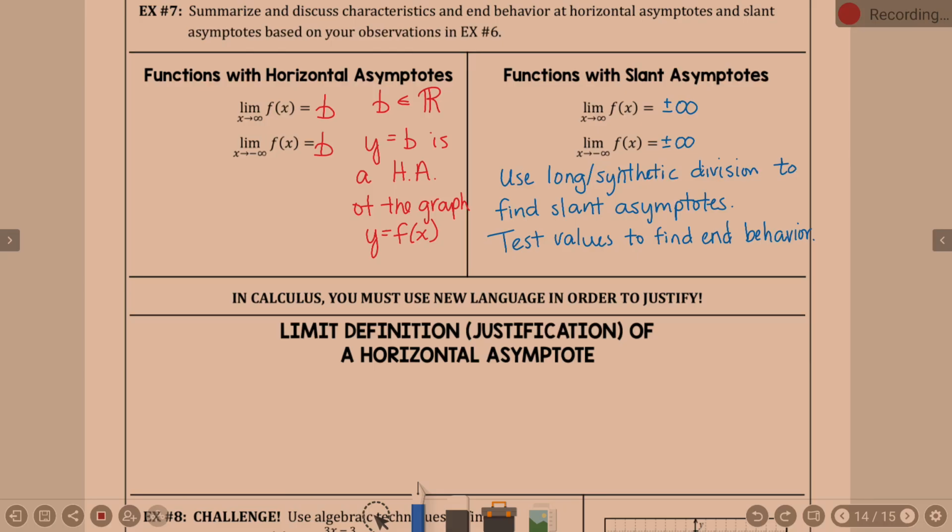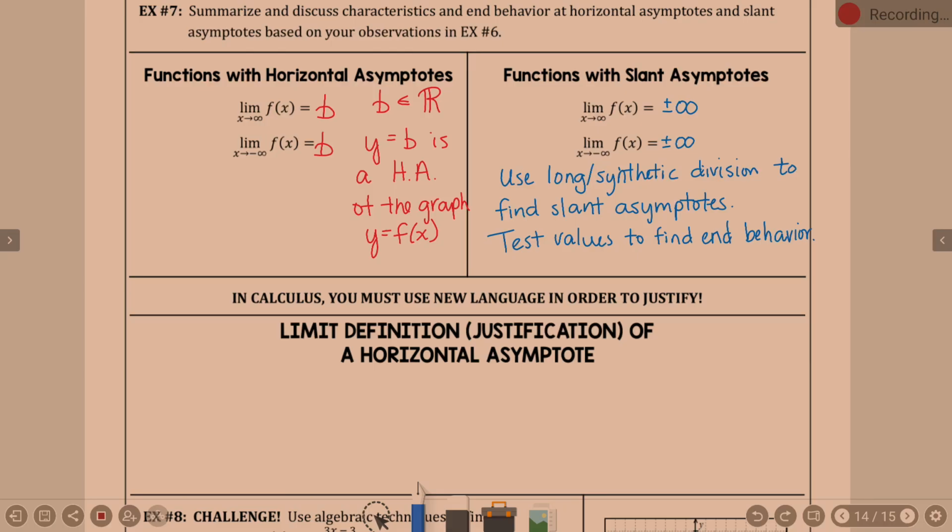We've talked about how, in calculus, we're using new language. You have to be able to justify come AP test time. Okay, so here it talks about the limit definition justification of a horizontal asymptote. This is basically saying that if the limit as x approaches positive infinity or negative infinity, either of them, is equal to a number, then that number is a horizontal asymptote. And that is our official justification that I'm going to write out.